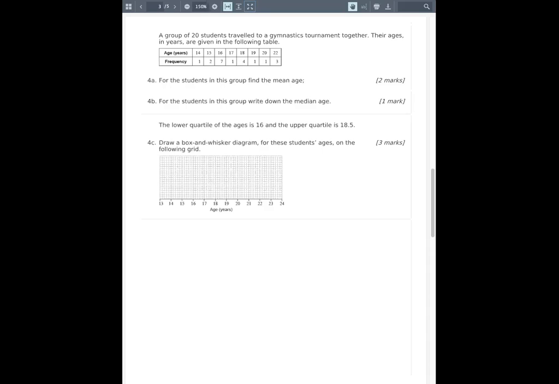Okay, 4B. For the students in this group, write down the median age. Same deal. If I was on a test and needed to show my work, oh, actually, no, that would be wasting time. Since it's only 1 mark, you just need to write down the median age. I think on your test, it will tell you if it's 1 mark or 2 marks, so you can determine whether you need to show your work. Based on what you just calculated, you would just press the arrow to go down, and it's the value that says MED.